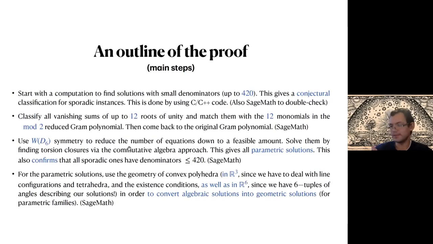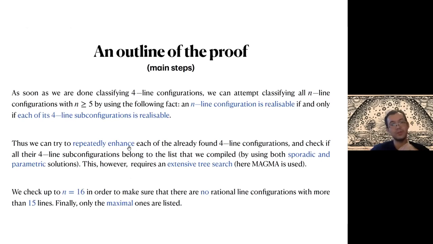For the line configurations, if I'm not mistaken, we have three algebraic solutions for four line configurations, and they convert into a lot of parametric families. And as soon as we're done classifying four line configurations, we can attempt classifying n line configurations for n equals 5, 6, and so on by using the following fact. An n line configuration is actually realizable in R3 if and only if each of its four line subconfigurations is realizable. So we try to repeatedly enhance each of the four line configurations we found and check if all the four line subconfigurations of this enhanced configuration belong to the known list.